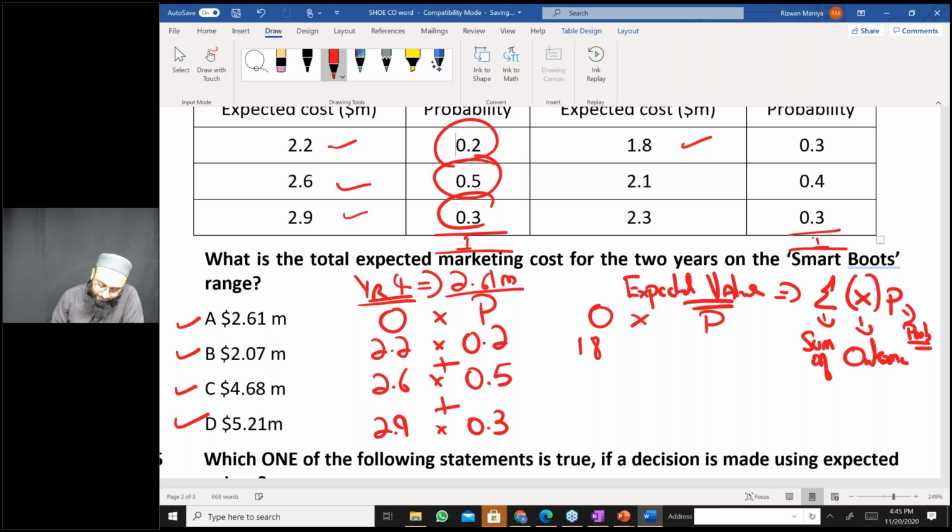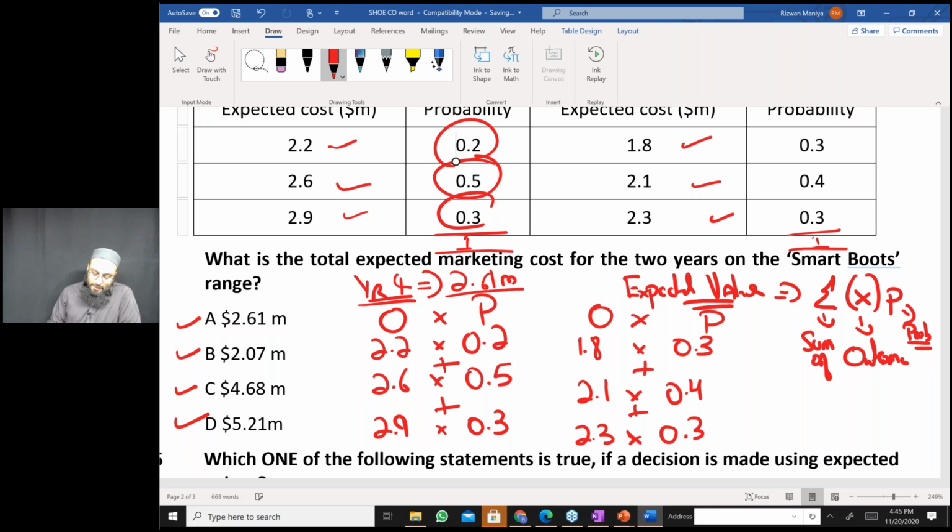1.8 multiplied by 0.3 plus 2.1 multiplied by 0.4 plus 2.3 multiplied by 0.3. Now, if you add these, you'll get the year 2 value. Can anyone confirm what year 2 expected value you are getting? It's 2.07 million.